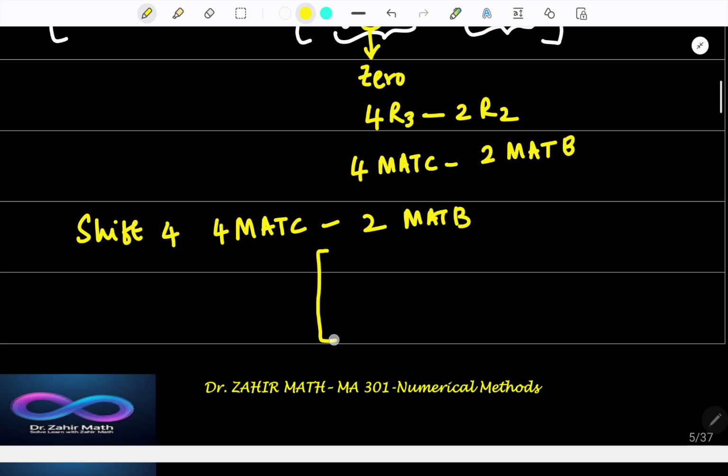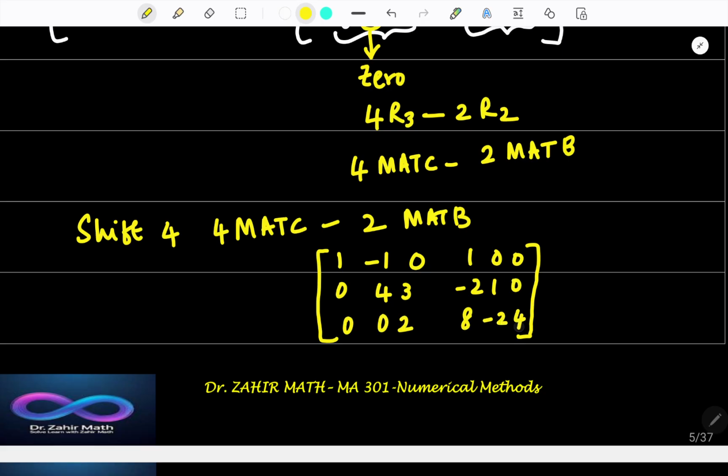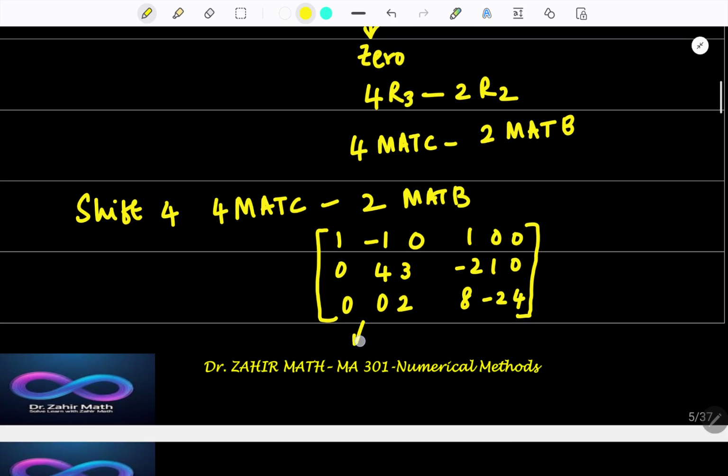If you press mat B, now what you are going to get in the calculator is 1, minus 1, 0, 1, 0, 0 already there, no touching here, 0, 4, 3 no touching, minus 2, 1, 0 no touching. Only you are going to write the third row: 0, 0, 2, 8, minus 2, 4. So you will get this as the first row, this you will get as the second row. Keep in your mind.